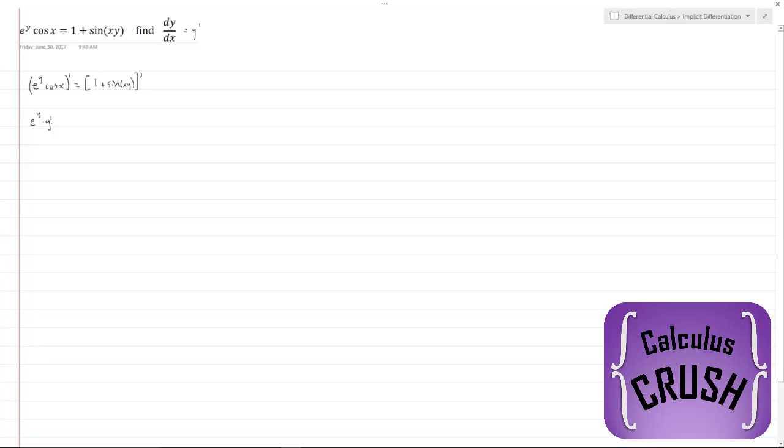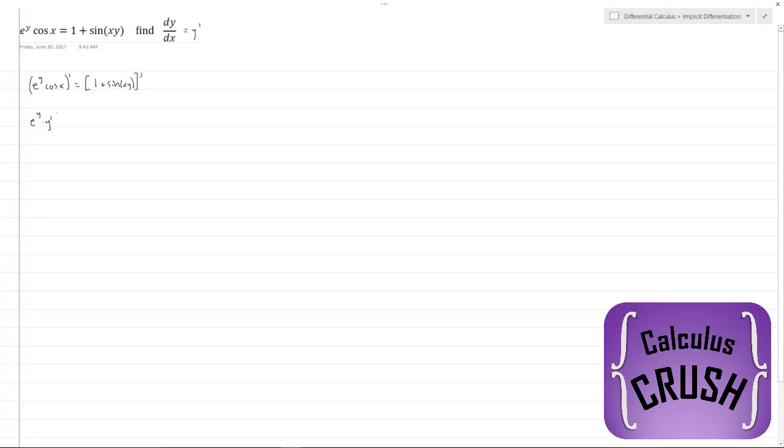All right, we need to use the chain rule here. If we were taking the derivative of e to the x with respect to x, it would just be e to the x times 1, because the derivative of x with respect to x is just 1. But the derivative of y with respect to x is y prime.